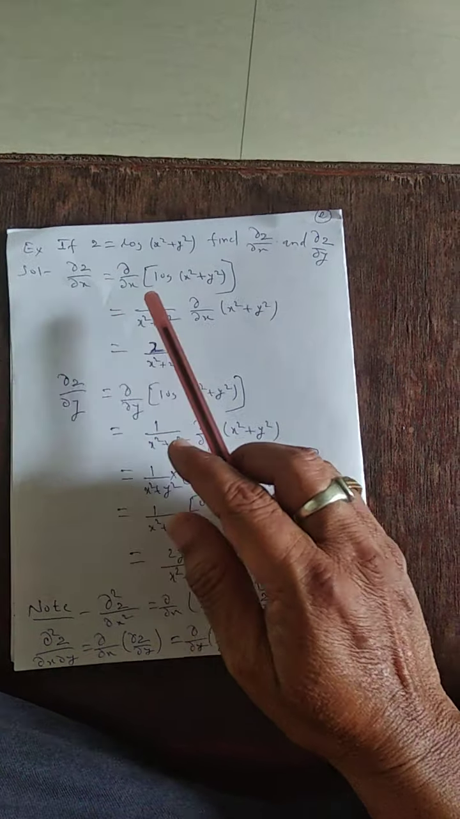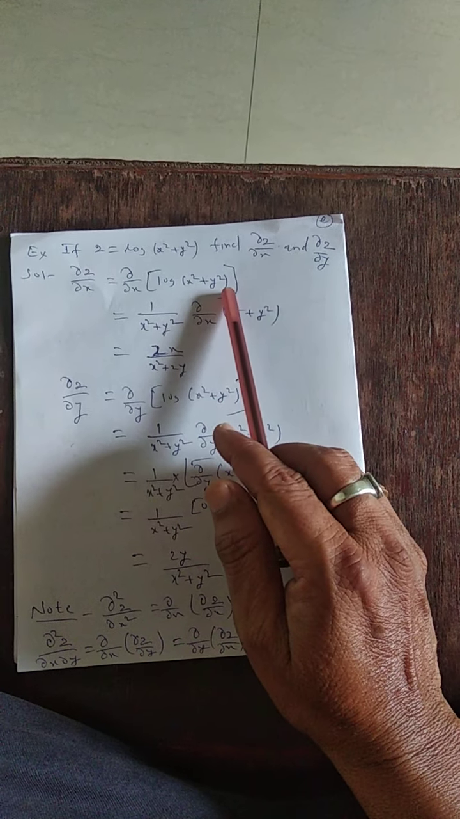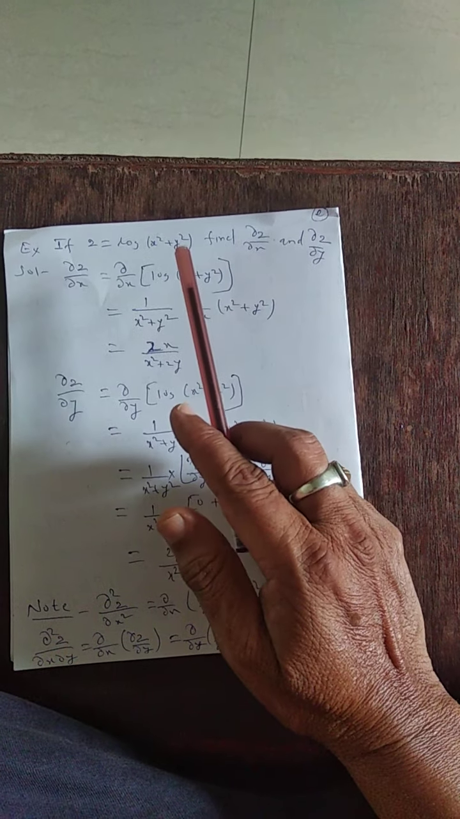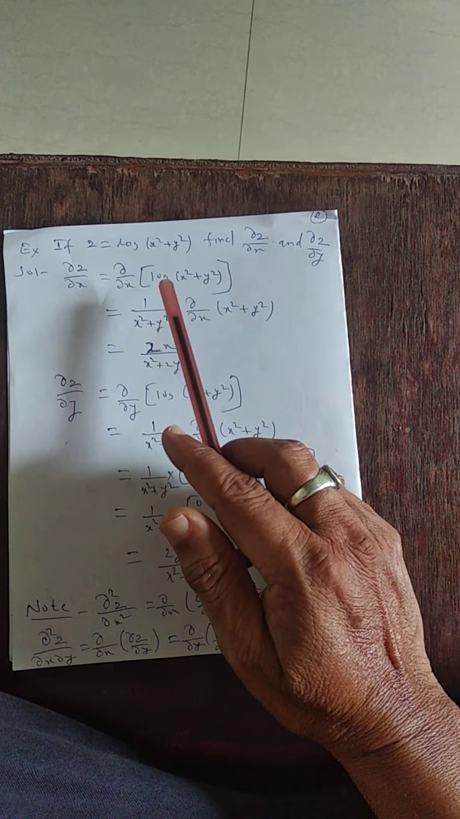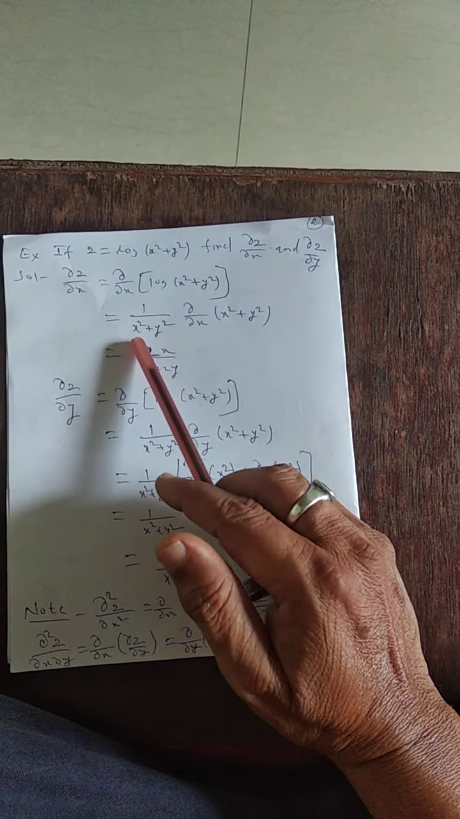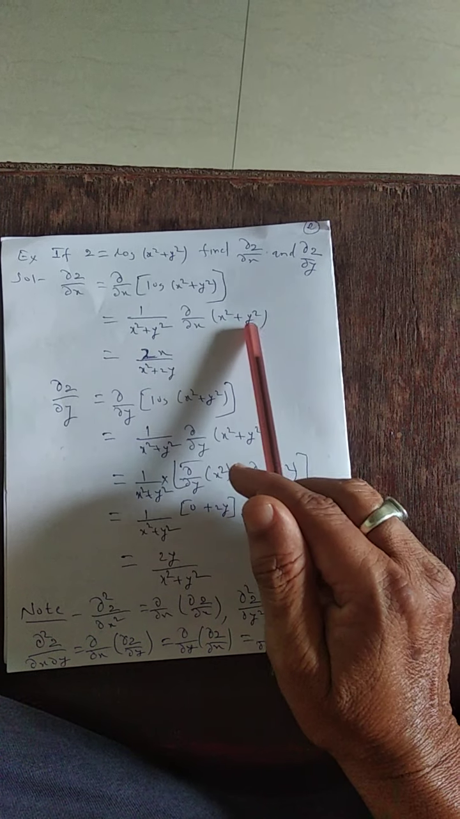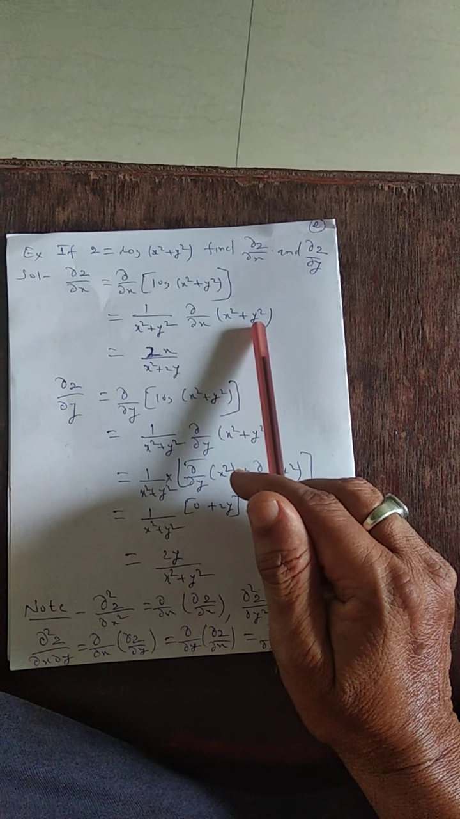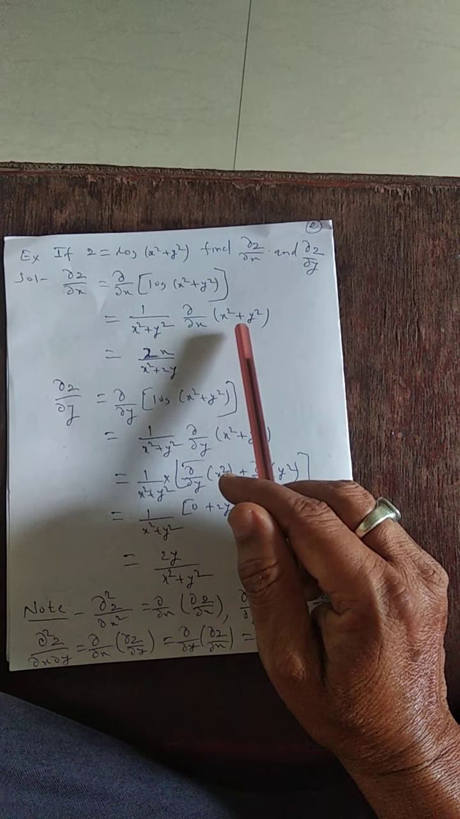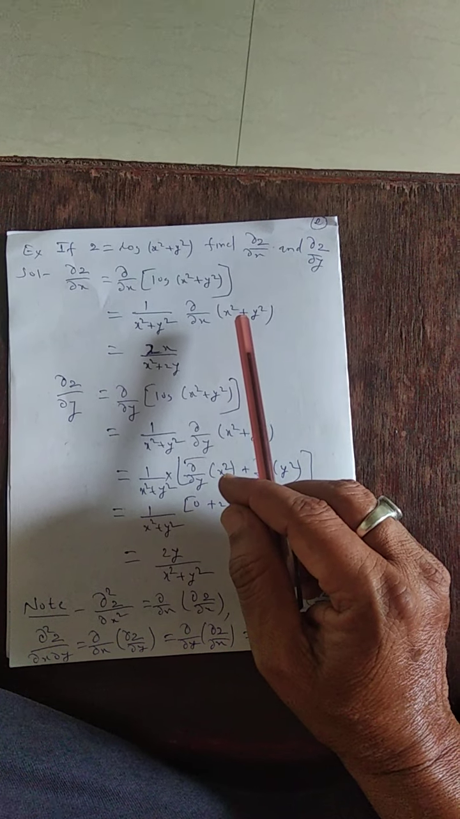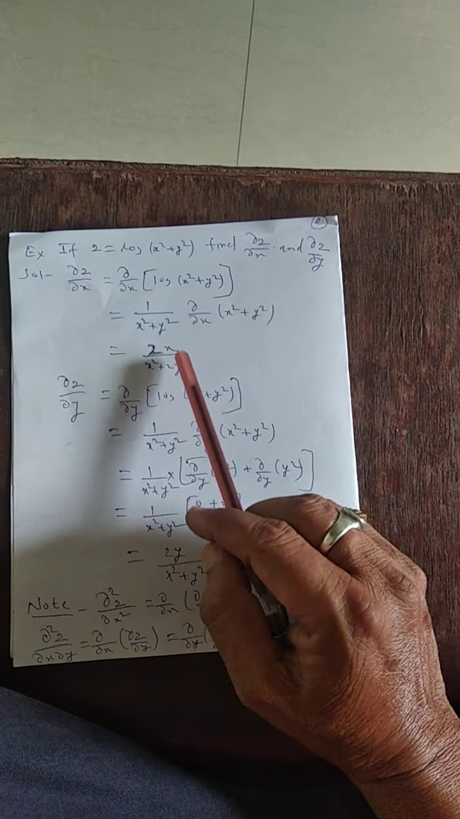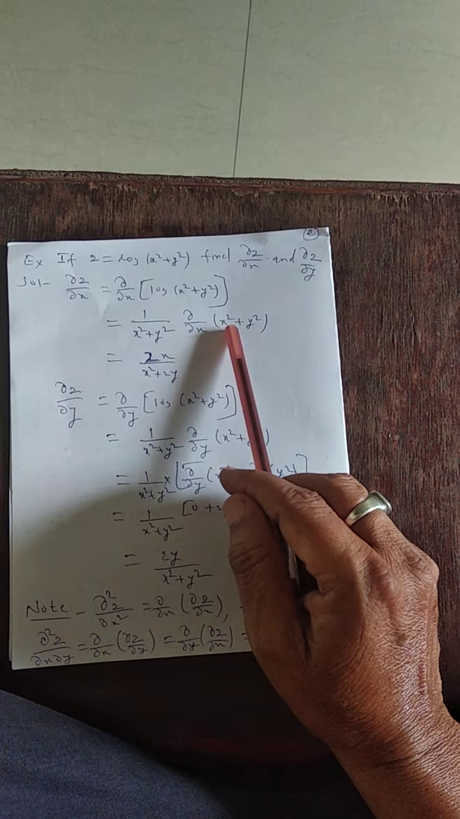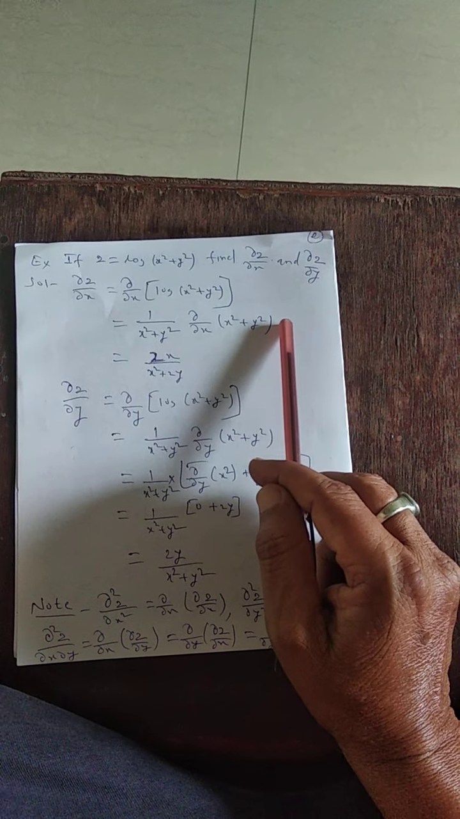So dou z by dou x is dou by dou x of log of x square plus y square. So for log of f(x), we use the derivative of composite function formulae. So log of this is 1 upon x square plus y square into dou by dou x of x square plus y square. Again I am telling you, all the rules, all the methods or all the formulas from total derivative are applicable for partial derivative. So what is this then? 1 upon x square plus y square as it is. Dou by dou x of x square is 2x and dou by dou x of y square is 0.